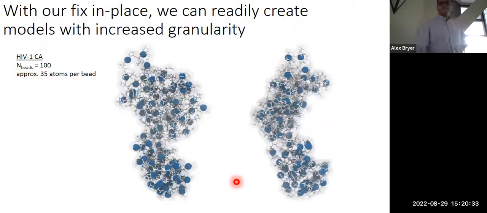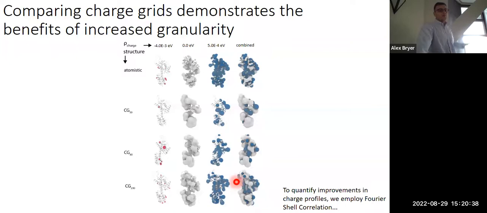So now that we can create these more granular models, we wanted to come up with some quantitative metric to actually select and to validate a level of granularity. For that, we wanted to look at charge densities again, because we know that charge profiles for these types of molecules, structural proteins, are very important. So with our ability to create models with increased granularity, we did some initial testing, and we saw that we slowly converge to the atomistic charge density by adding more beads, which makes sense because of how charge is assigned.